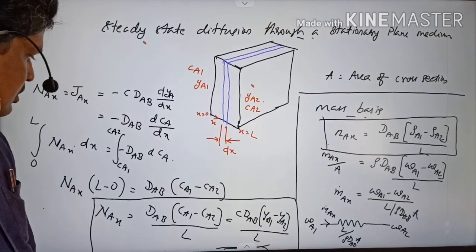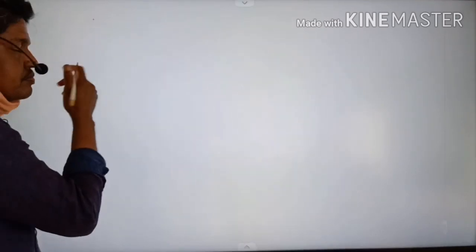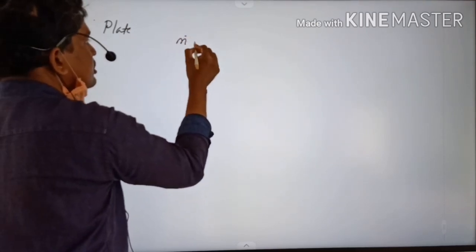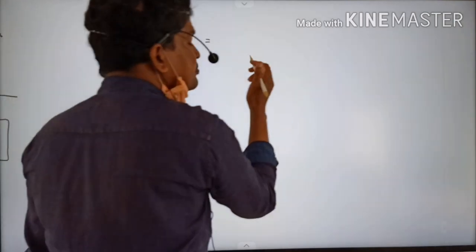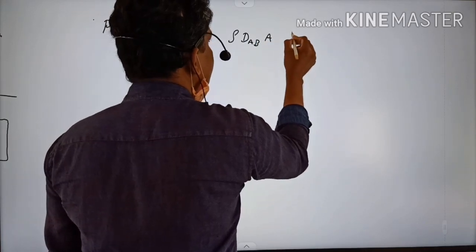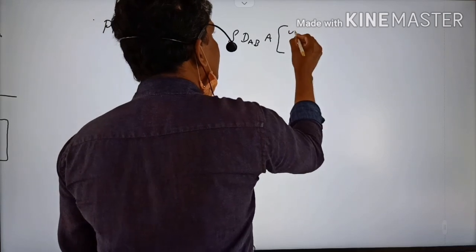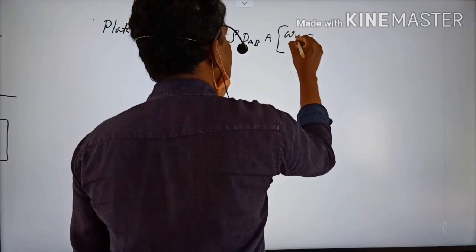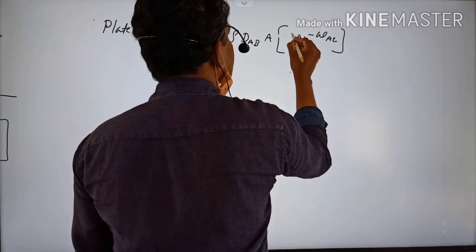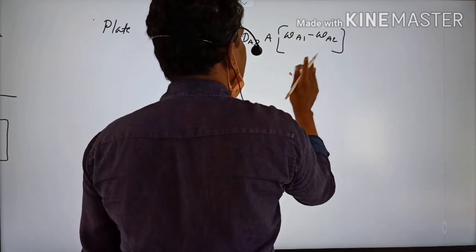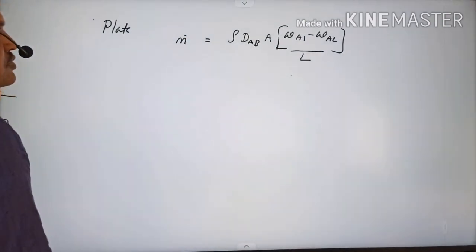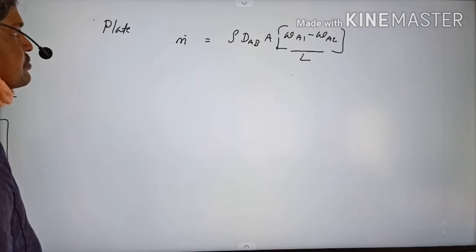Now the expression for total flux. For a plate, the diffusion mass flux M is equal to rho into dAB into A into WA1 minus WA2 by L.